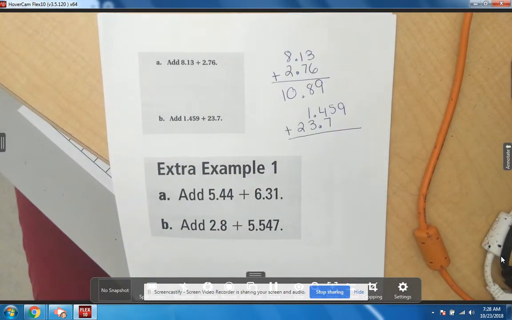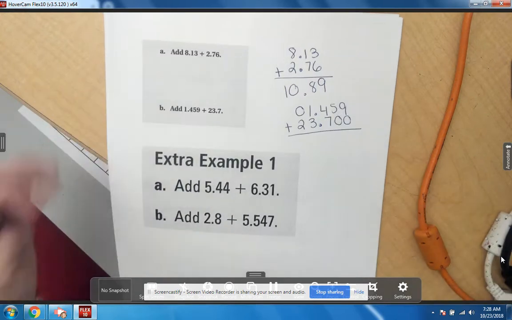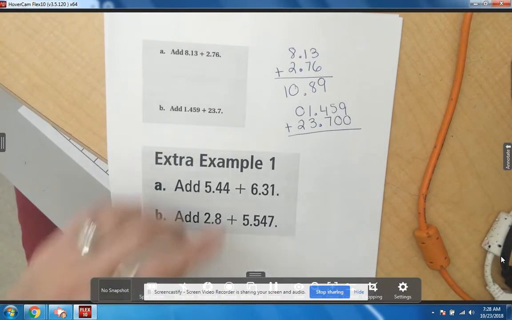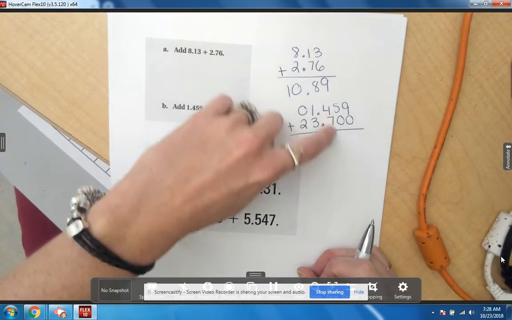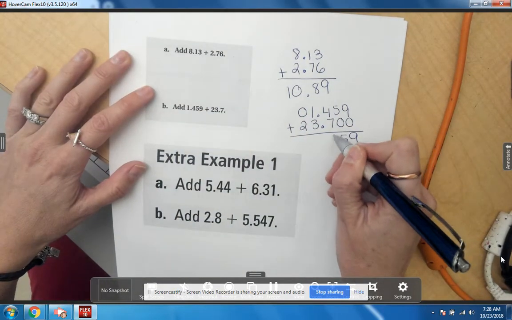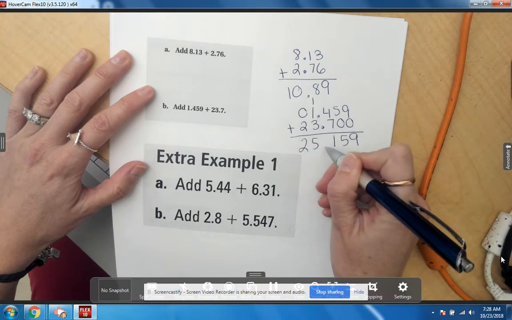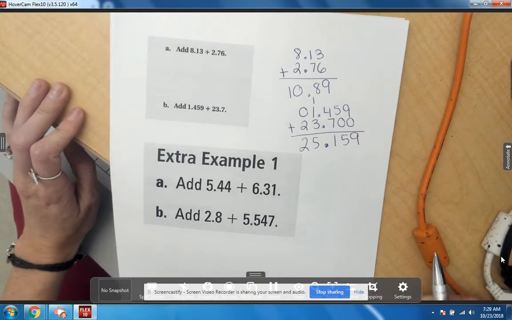So what you can do is add zeros to the missing spots so that it looks kind of more normal. So I'm going to add zeros here and a 0 here. Now it looks more lined up. So your decimal points have to be on top of each other and your place values have to be lined up. So I get 9, 5, 11, carry the 1, 3, 4, 5, 2, decimal points straight down. Okay, so that's how you would add.